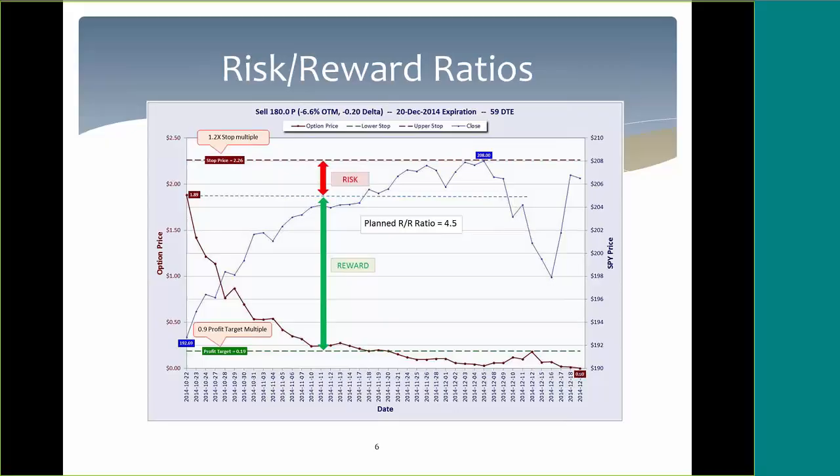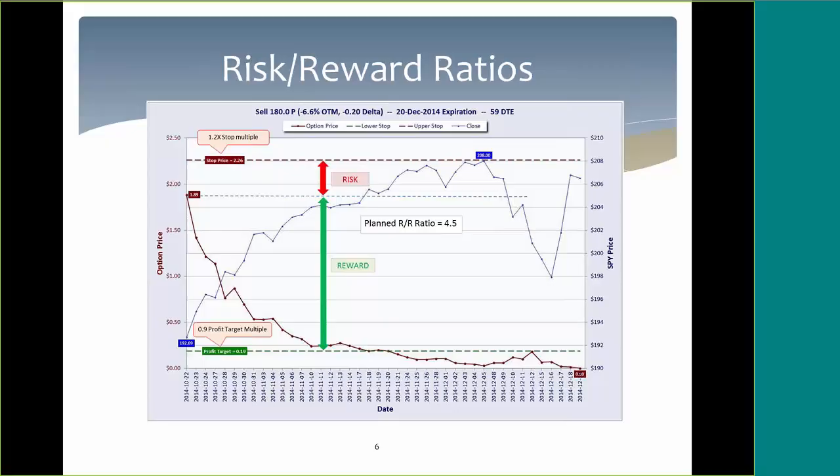The profit multiple, at a 0.9 profit multiple, would set the profit target at about 19 cents. So you can see here the green arrow is pretty large, and that's your reward. So the planned risk-reward ratio, if these were the multiples that you use, would be 4.5 to 1, which is nice. I mean, that's pretty nice.